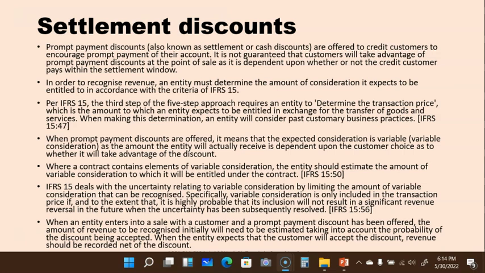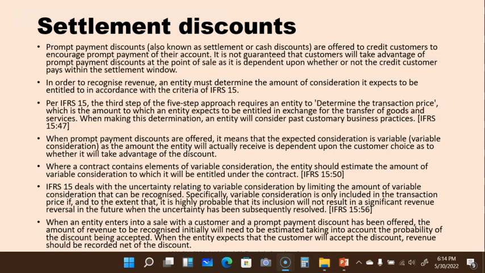When making this determination, an entity will consider past customer business practices. We need to know from previous history whether this particular customer has been paying or has been meeting stipulated times whenever he was servicing his account. All right. So sometimes using previous history or from the credit department or from the sales department, we may be told that this Mr. So-and-so usually pays right on time.